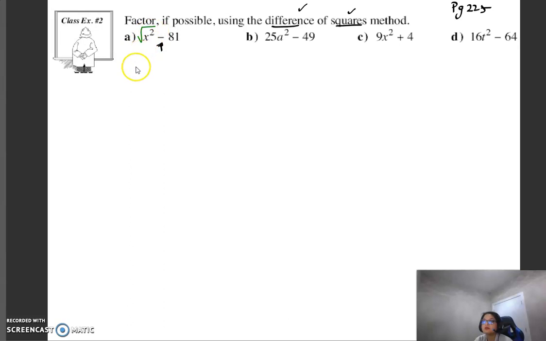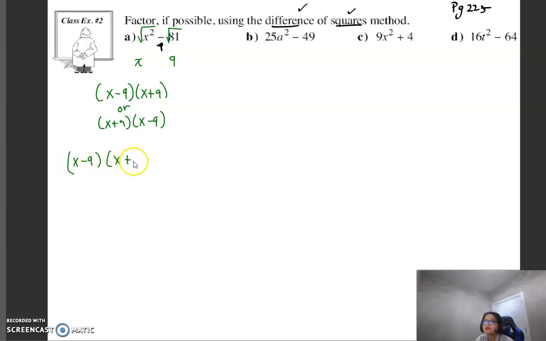If I take a square root of x squared, it gives me x. And if I take a square root of 81, it will give me a 9. So the two factors you will end up getting will be x minus 9 and x plus 9. Which one you write first doesn't matter. You could write it as x plus 9 times x minus 9. Now you can check how these are the two factors by FOILing them out.